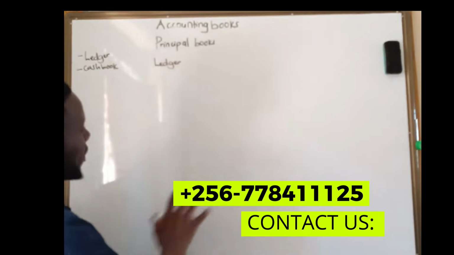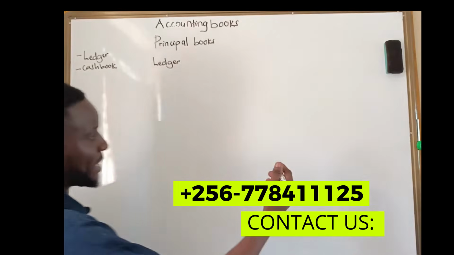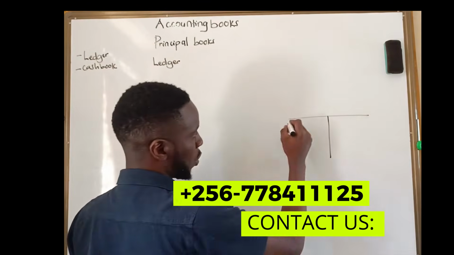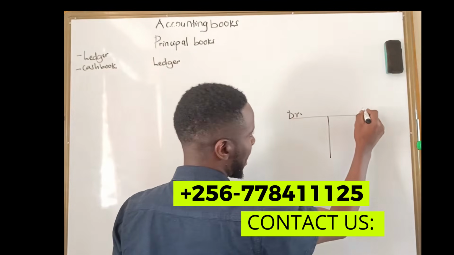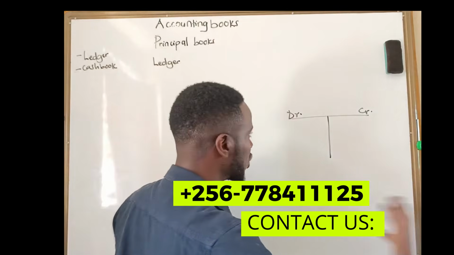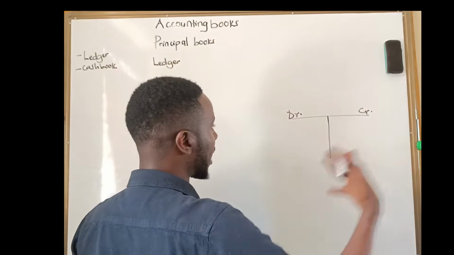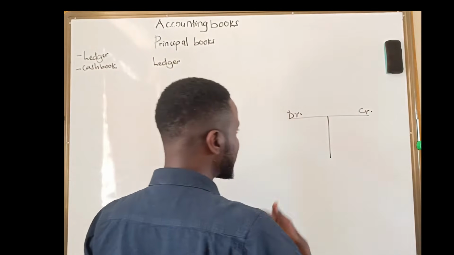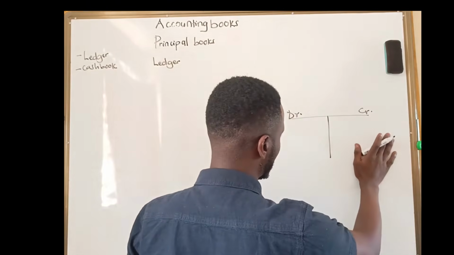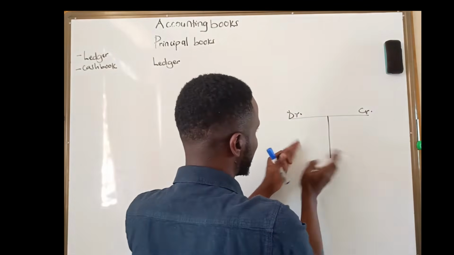So, when we talk about a ledger, we saw an example of a ledger. We said a ledger looks like this. So we have our debit side and our credit side. When we are receiving goods or we are receiving anything of cash or we are receiving any item, we debit it. When we are losing any item, we credit it. So this is our ledger.